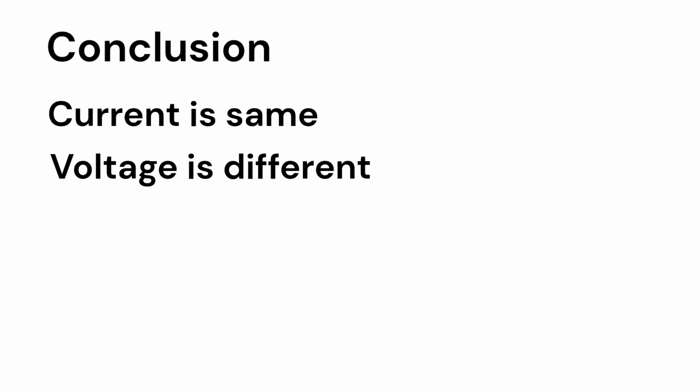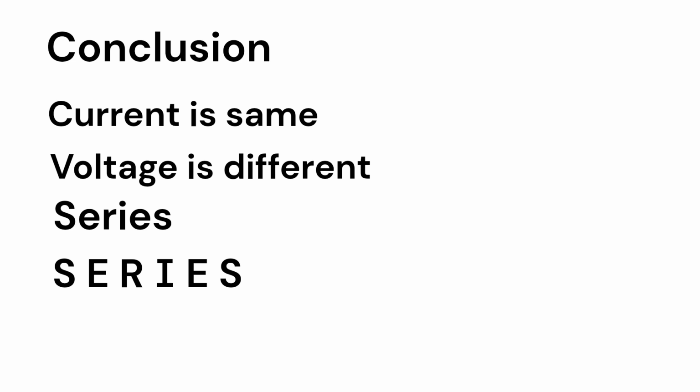To give a brief conclusion about the series circuit, the current is the same and the voltage is different in them. I will give you a tip to remember that the current is the same and the voltage is different in a series circuit. Look at the word series, SERIES. It has the letter I, which indicates current, and current is the same in a series circuit. So by that we can always remember current is the same and voltage is different.